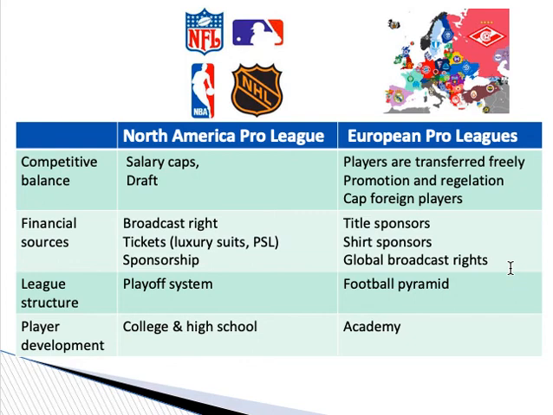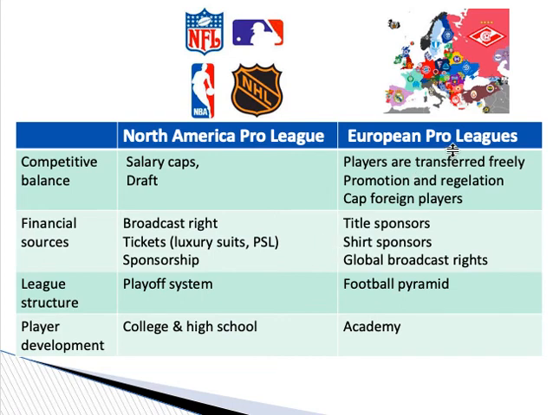When we look at the financial resources, professional sports leagues in the U.S. generate revenue from broadcasting rights, ticket sales, and sponsorships. For the ticket sales, we introduced a lot of new concepts, like luxury seats and the personal seat license, PSLs, right, that's a new idea.